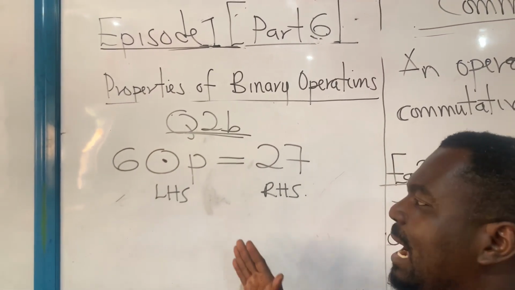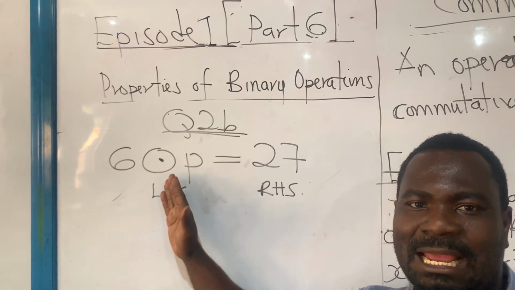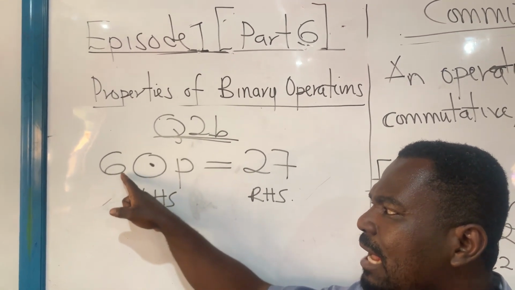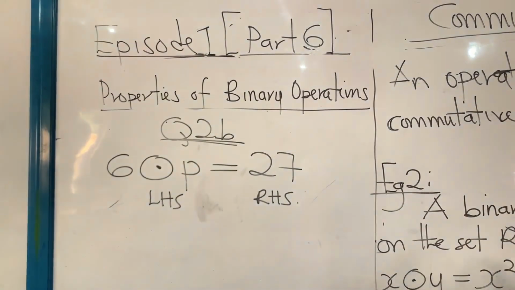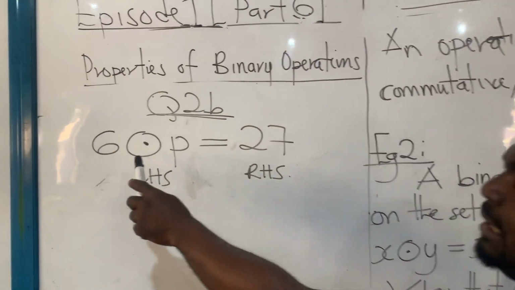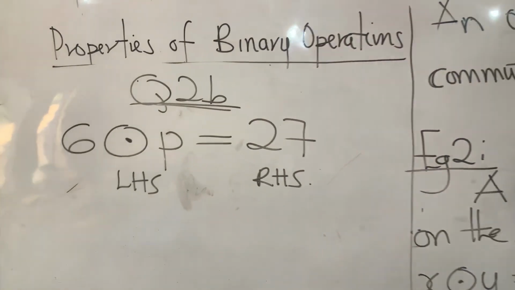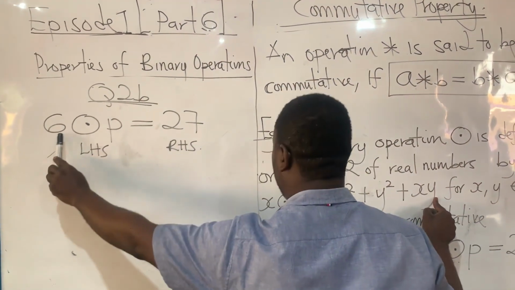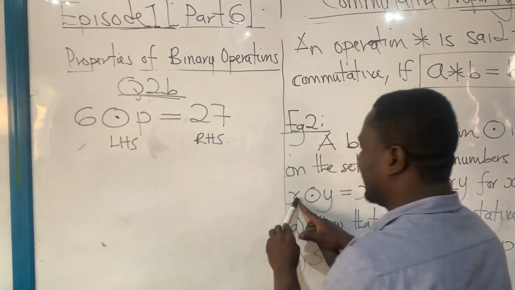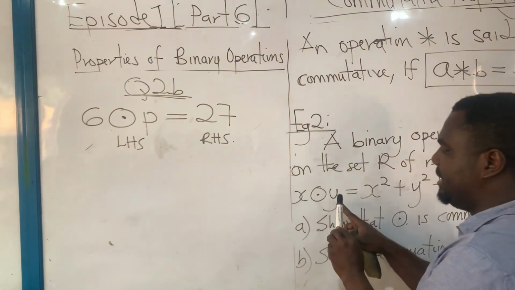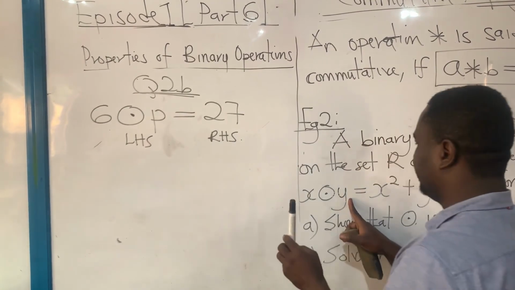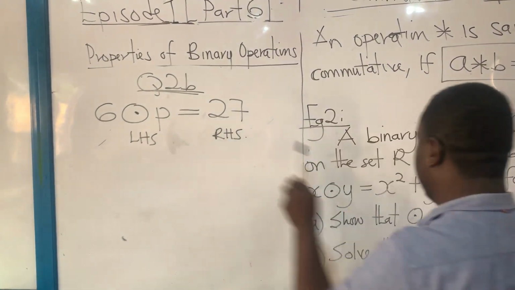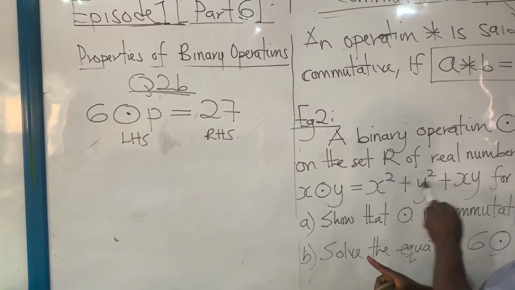So once we are considering the left-hand side, meaning we are to use this formula. We can solve 6 circle P using this formula, because the same thing is seen here. So it means your x is 6 and your y is P. So you are putting 6 and P into this equation.